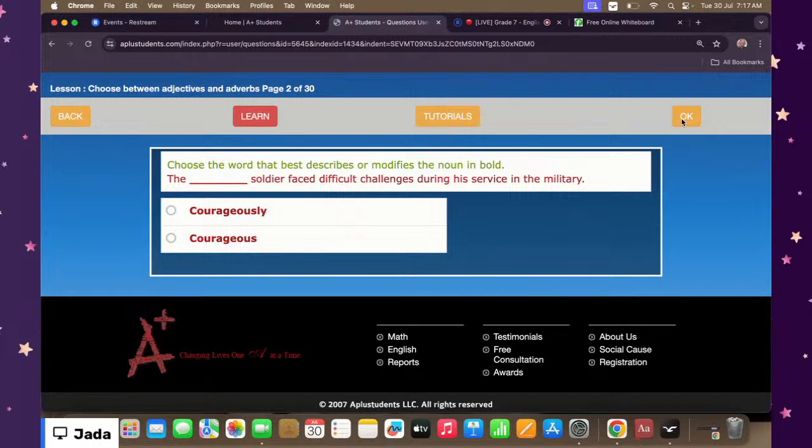Now we have the dash soldier faced difficult challenges during his service in the military. So is it courageously or courageous? So is it the courageous soldier or the courageously soldier? If you say the courageously soldier, it's not correct. So it's talking about the noun. The question asks what modifies the noun. So you have to choose the right word to complete it.